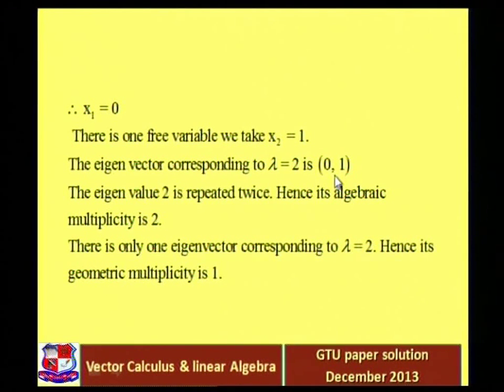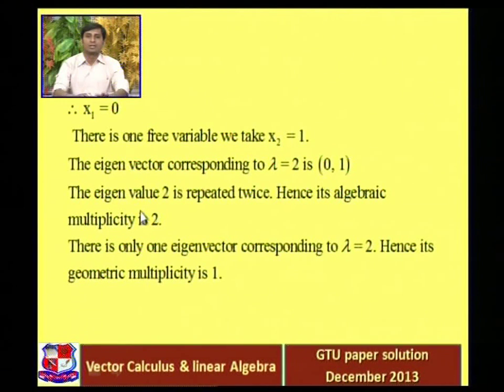Now you can see we have only one eigenvector corresponding to lambda equal to 2. So the algebraic multiplicity of lambda equal to 2 is 2 and the geometric multiplicity of lambda equal to 2 is 1, correct? So here is the answer of this question.